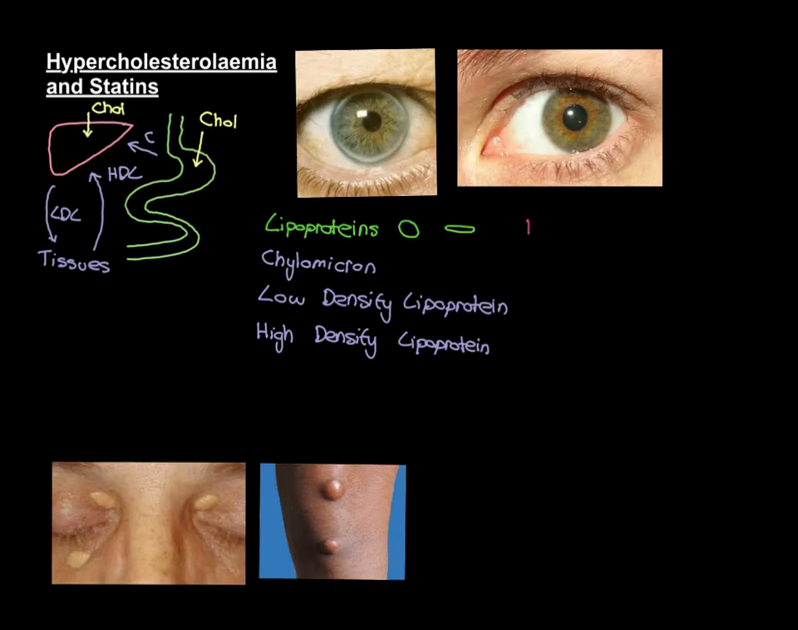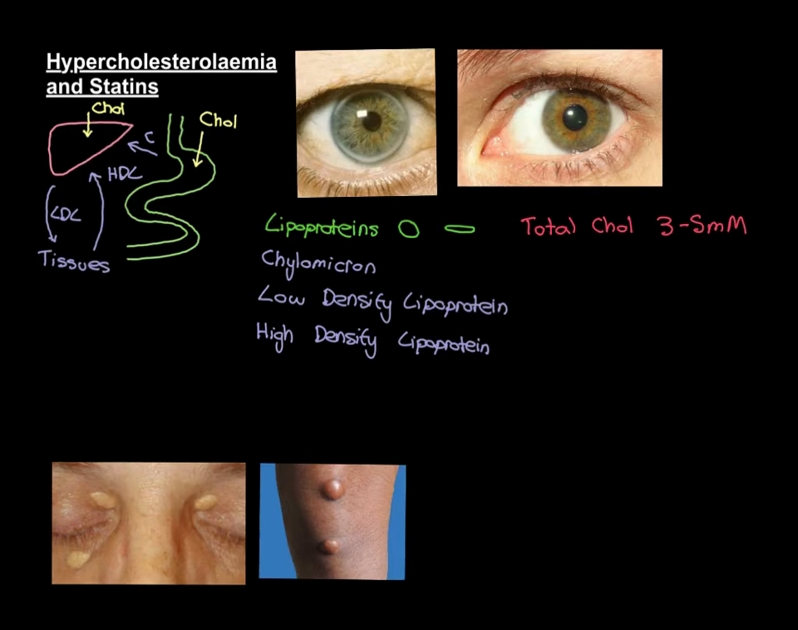So, the normal range for total cholesterol concentration within the blood is between 3 and 5 millimolar. And I apologise if you're in a country that uses different units, but these are the units that we use here in the UK, millimolar, for total cholesterol concentration. So what does this actually mean? What does it mean, total cholesterol concentration?